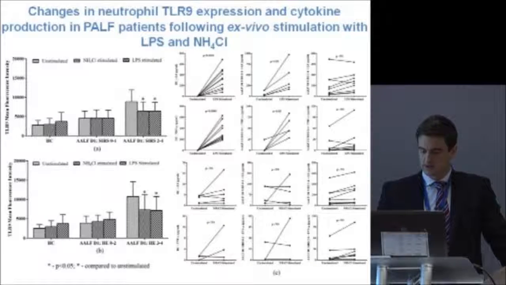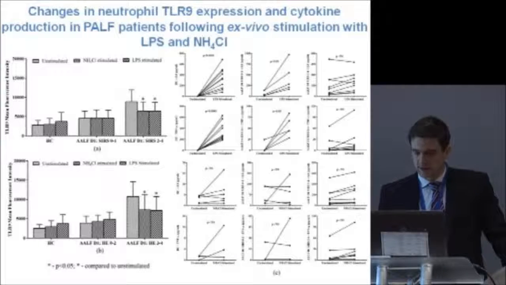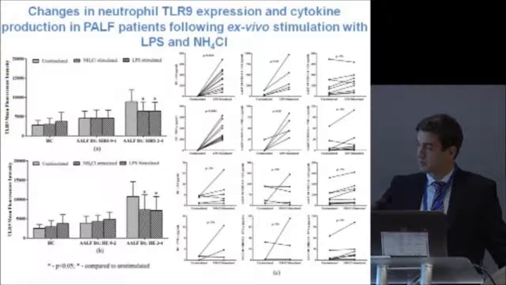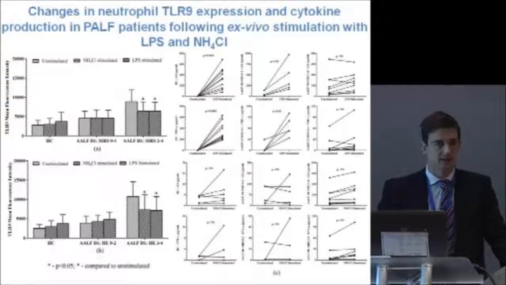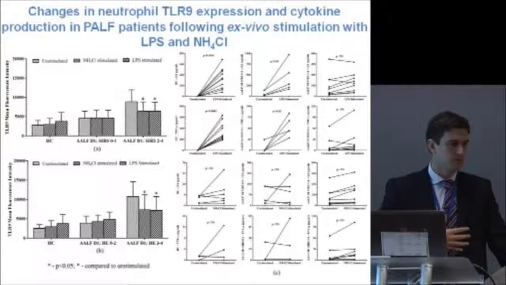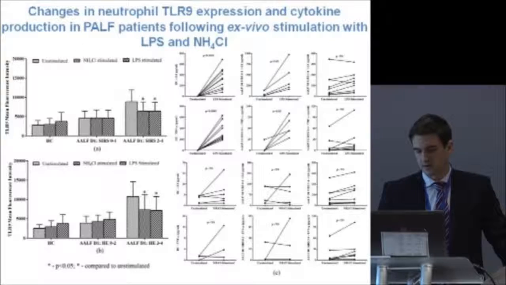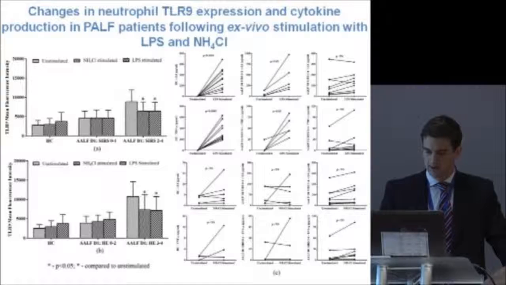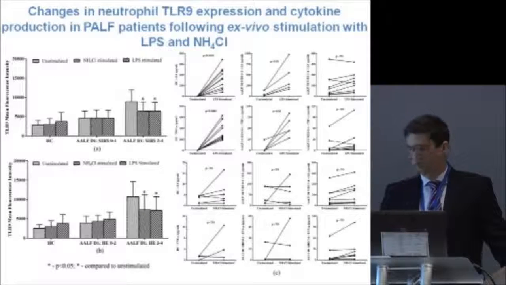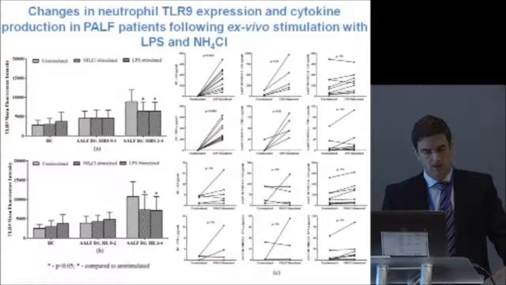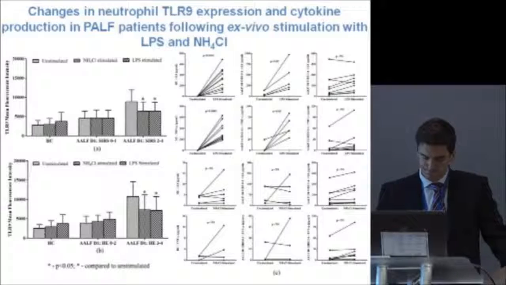And taking that forward to look at the responsive pro-inflammatory cytokine production, on the left-hand side is healthy control data for interleukin 8 and TNF-alpha production. Healthy controls were able to significantly upregulate TNF-alpha and interleukin 8 in response to LPS challenge. And this was also true of patients with paracetamol-induced acute liver failure with low SIRS scores. However, the patients with the higher SIRS scores, the higher TLR9 expression, weren't able to upregulate their cytokine production. And we saw similar results, although not significant, with ammonium stimulation.